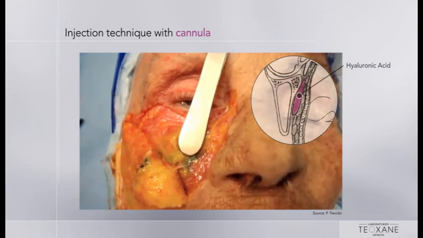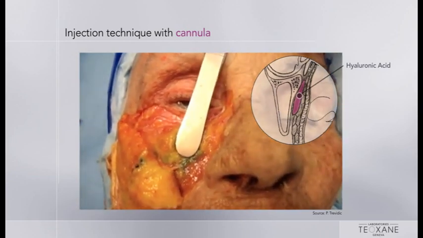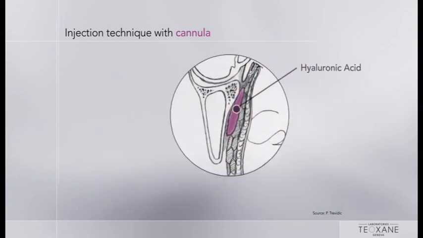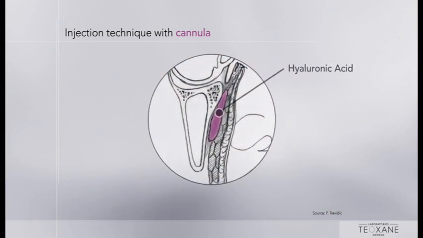When we apply pressure on the product, we can see that it is contained in a delimited area. It is therefore important to inject deeply in order to prevent migration of the product. A little hint to be able to inject hyaluronic acid deeply: you should raise and block the tissue in order to position the cannula deeply immediately.